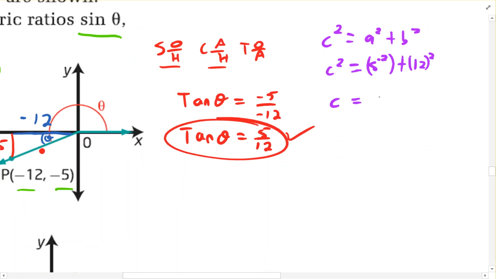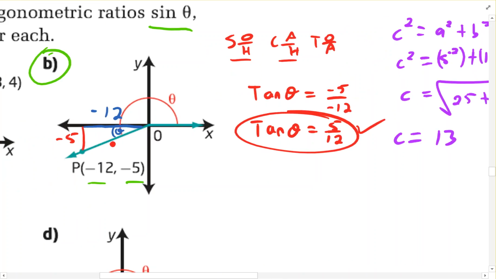So C is going to be equal to the square root of 25 plus 144. So C is going to be equal to 13. So since I know now that this is 13, now we can just use our trig identities up here, our SOHCAHTOA, just to plug in as you go.